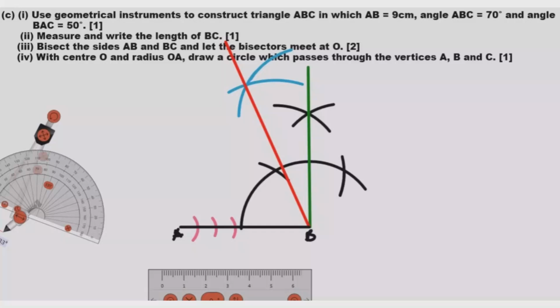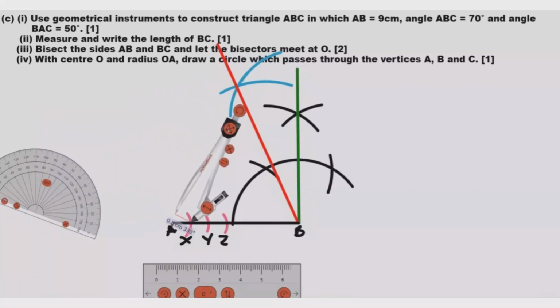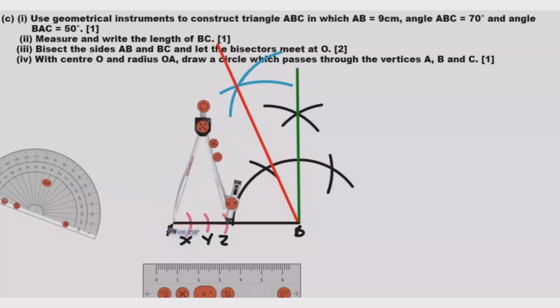Now once we have drawn the arcs like that, the next thing we're going to do is name these points we have drawn. It doesn't matter the name you give them. I can give them x, y, z, just like that. Now after we have marked this, we get the compass and put it at point A and get the measurement of A to Z like that.